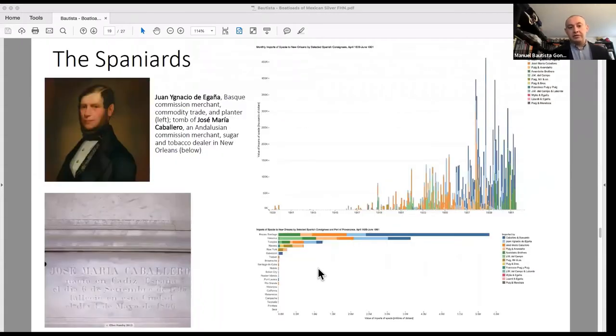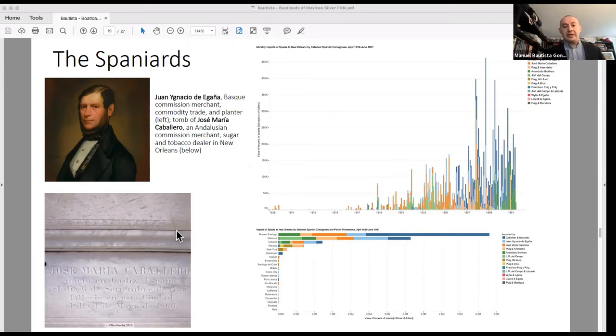So now I'm going to just briefly mention who these people are and the consequences of combining, on the one side, the macroeconomic aggregates and, on the other, the entrepreneurship profiles. We have Spaniards, I mentioned. Most interestingly, these two, Caballero and Egaña.